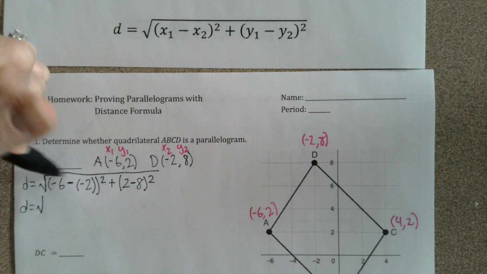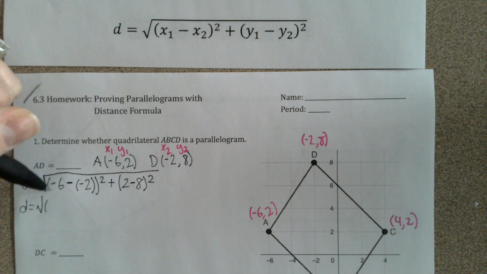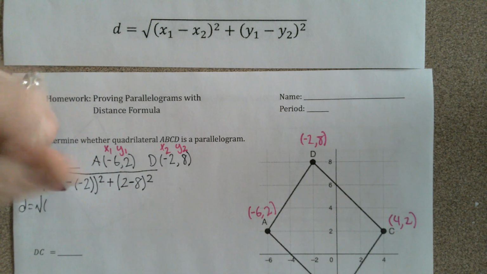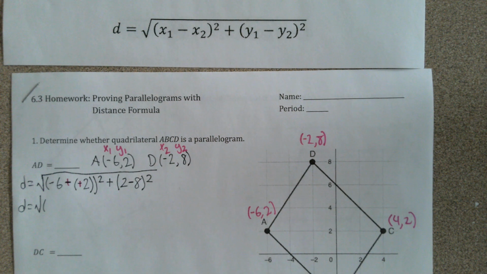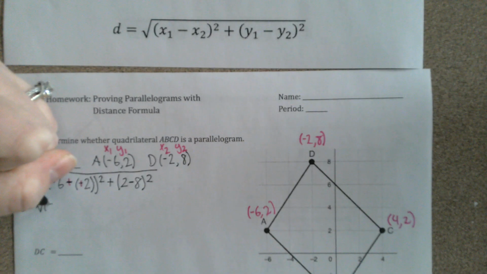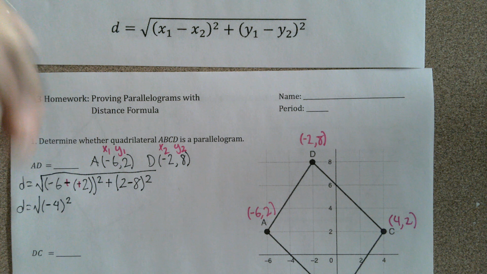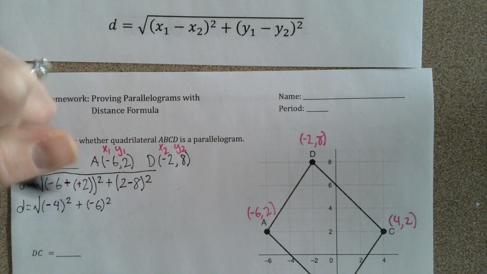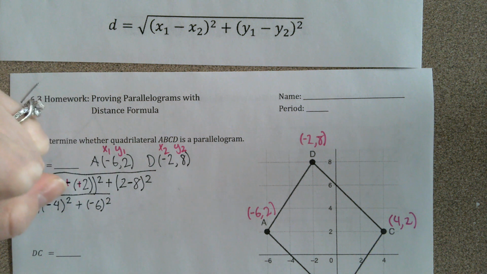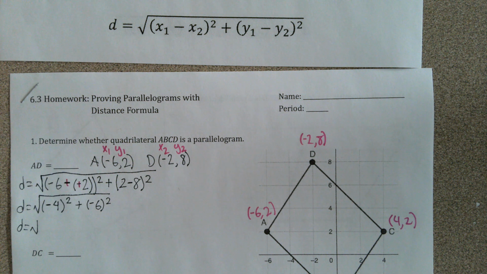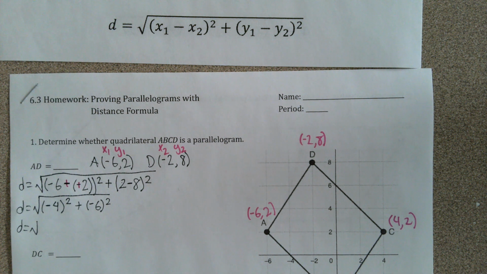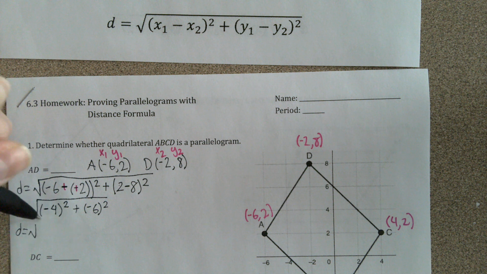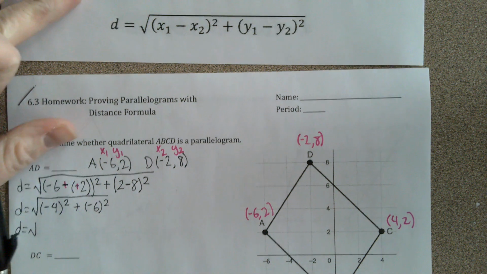First, I like to just figure out the numbers inside the parentheses. So I have -6 minus -2. Since I have two negatives in a row here, two minuses, that becomes a plus plus. So now I have -6 plus 2, which is -4 squared, plus 2 minus 8, that's -6 squared. Next, I square the numbers. If you're putting this in a calculator and it's one of these fancy ones like this one here, make sure you use parentheses. Type it in just as you see it here. You drop the parentheses, you'll get an incorrect answer.